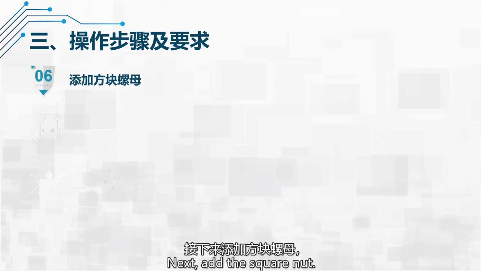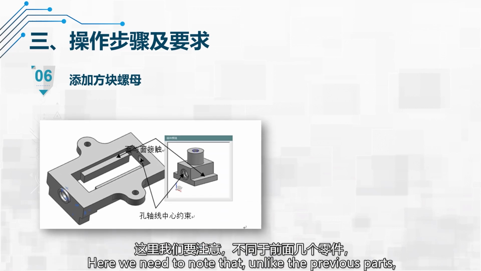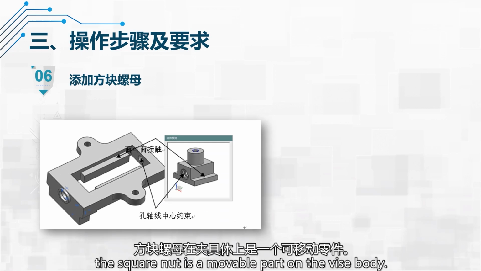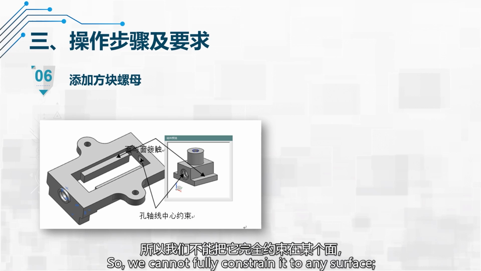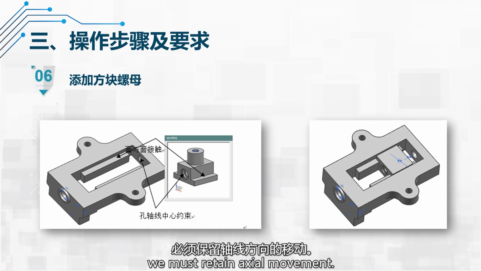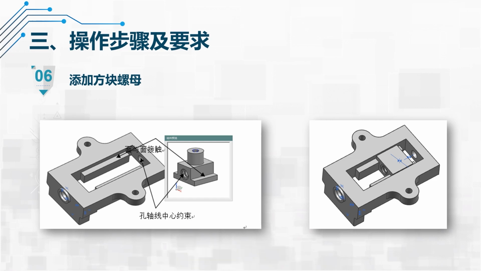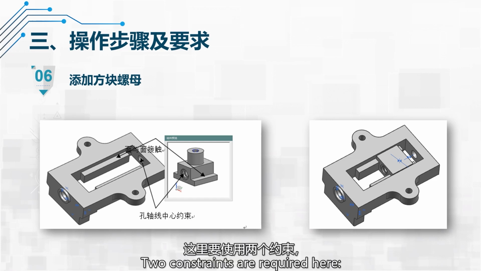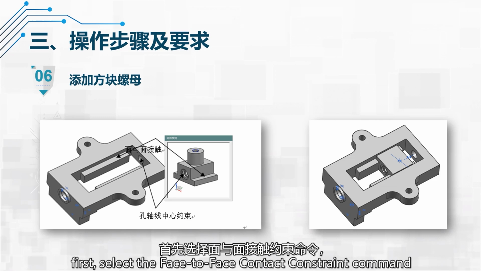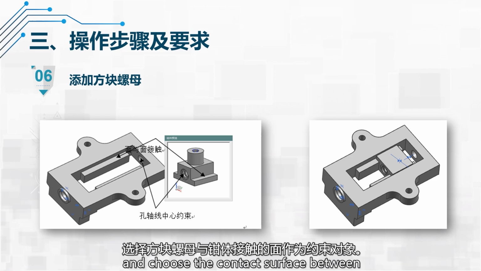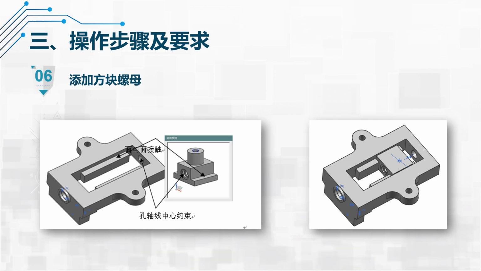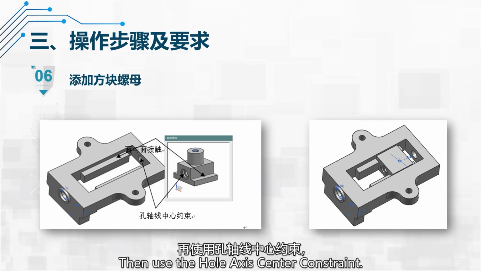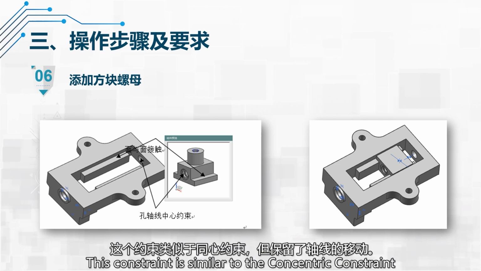Next, add the square nut. Here we need to know that, unlike the previous parts, the square nut is a movable part on this Vise body. So we cannot fully constrain it to any surface. We must retain axial movement. 2 constraints are required here. First, select the face-to-face contact constraint command, and choose the contact surface between the square nut and the Vise body as the constraint object. Then use the whole axis center constraint. This constraint is similar to the concentric constraint but retains axial movement.